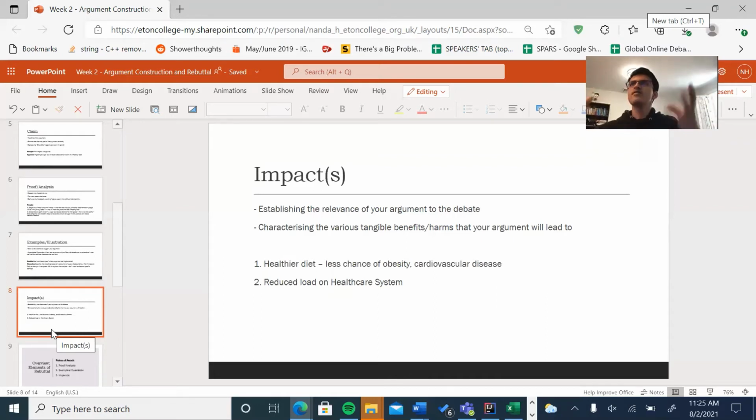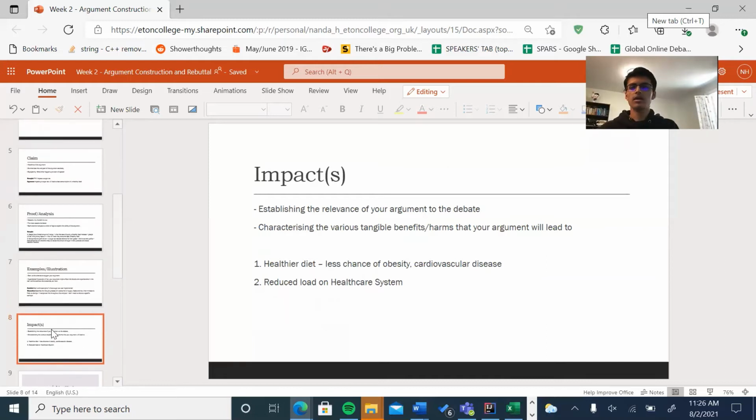And if you can make it very vivid and clear that this will lead to less loss of lives, this will lead to less heart attacks, this will lead to a far more robust healthcare system, then that's something that's going to help the judge understand that this argument is something that they should care about. So that covers how you construct arguments.